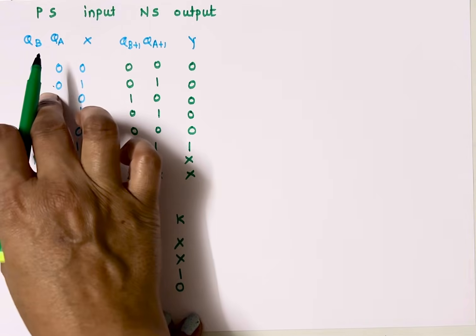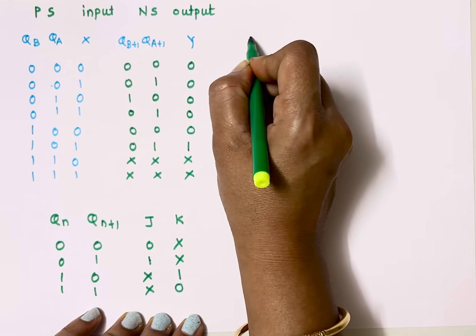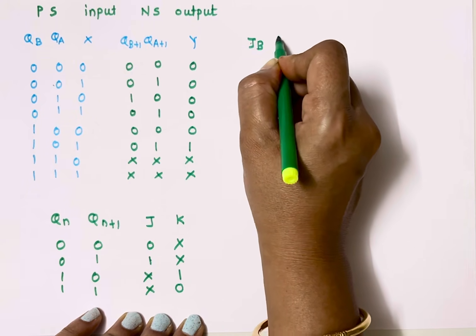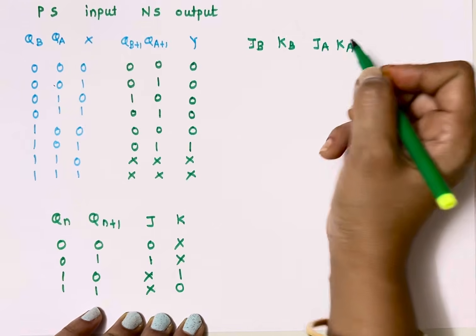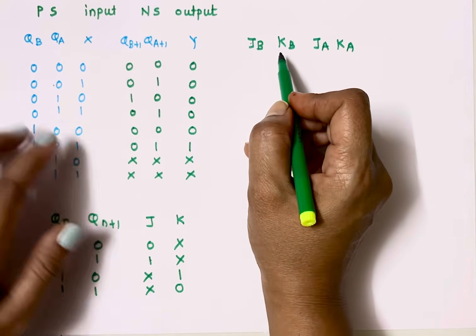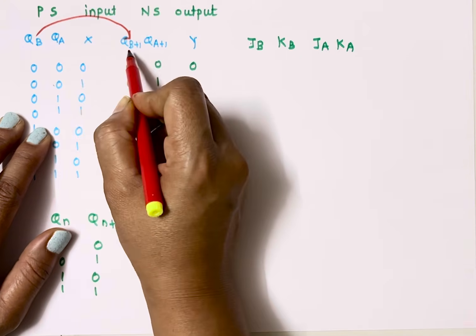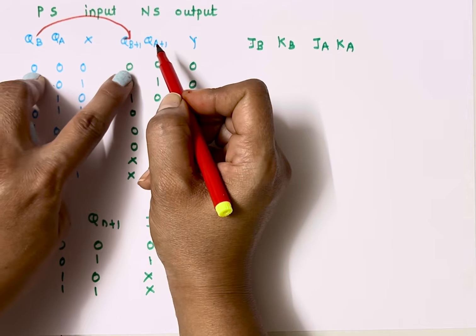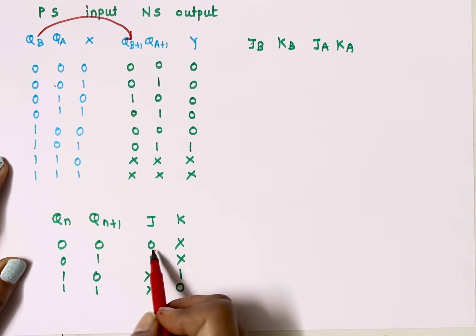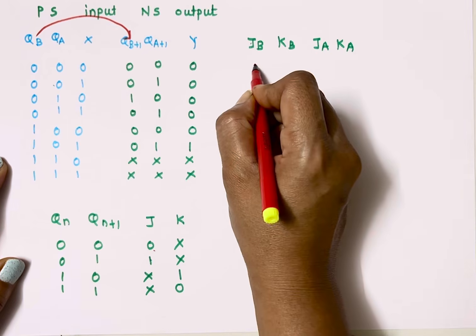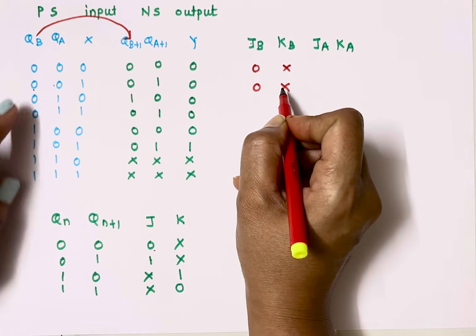Now, based on these present and next states, let's identify the inputs. So inputs are JB, KB and JA, KA, because we have two flip-flops. To calculate JB, KB, we need to compare QB with QB plus 1. So here present state is 0, next state is also 0. For 0 0, J is 0 and K is don't care. So 0, don't care.